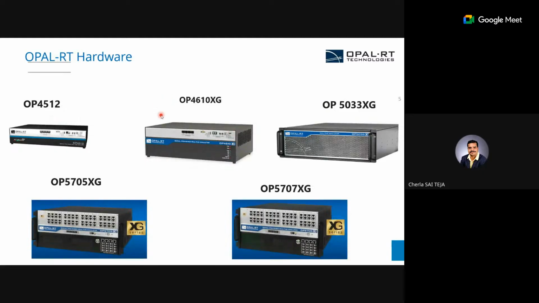Now, coming to the real-time platforms we have. We have a compact system named OP4512, a mid-range product OP4610XZ, and then these high-end simulators 5705 and 5707. All these simulators have both FPGA and CPU based technology, whereas the OP5033XG platform is a CPU based system only. On this, you will not have any IO cards. You can happily run your model and validate whether it's running in real time or not. The remaining simulators have both CPU and FPGA technology.